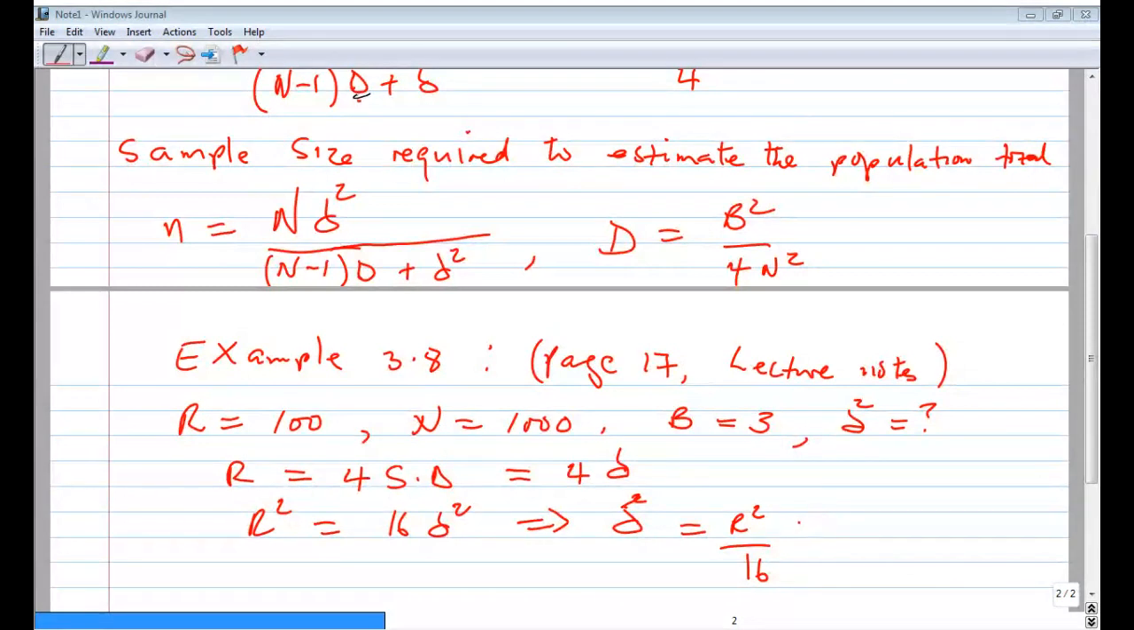Which is equivalent to the range, 100, squared, then divided by 16. What is the answer? Those who are using calculators can go ahead.